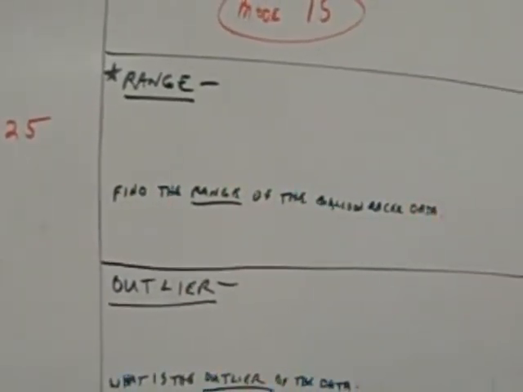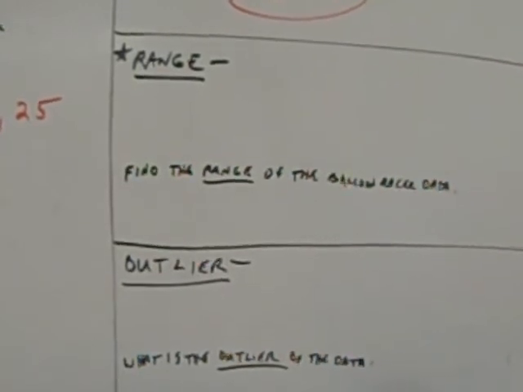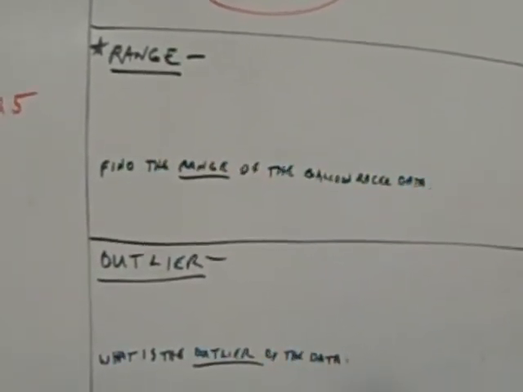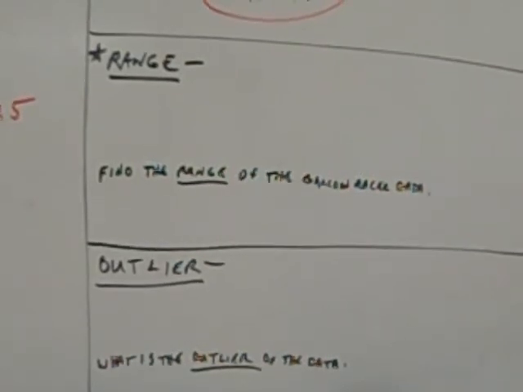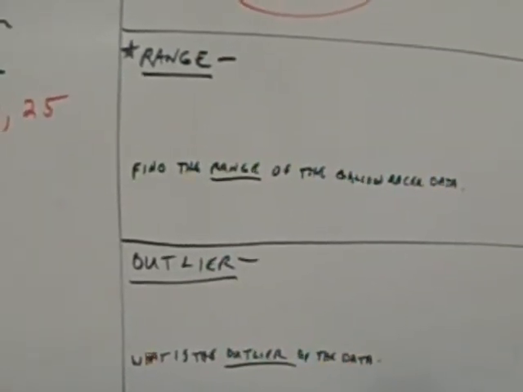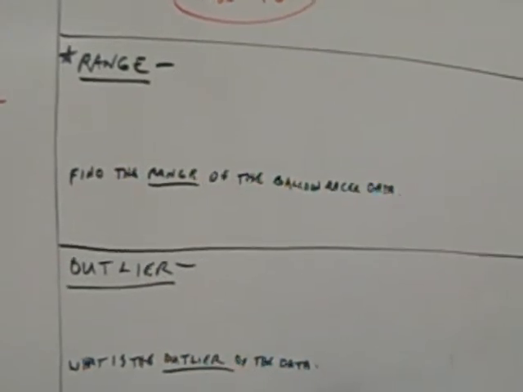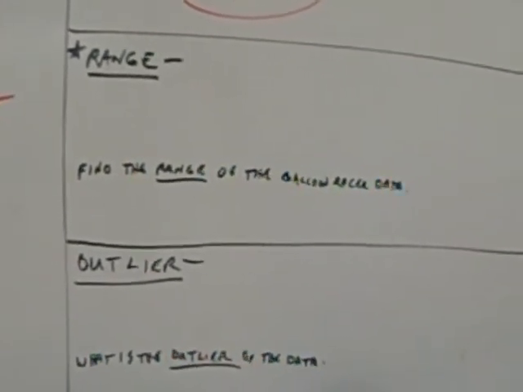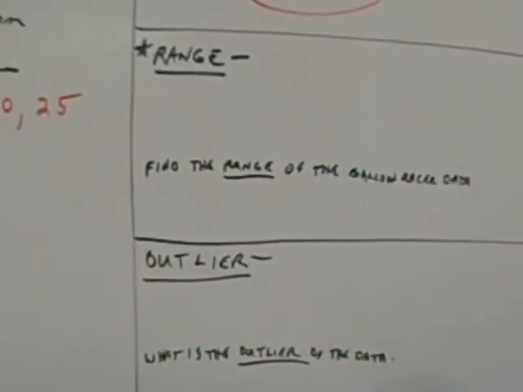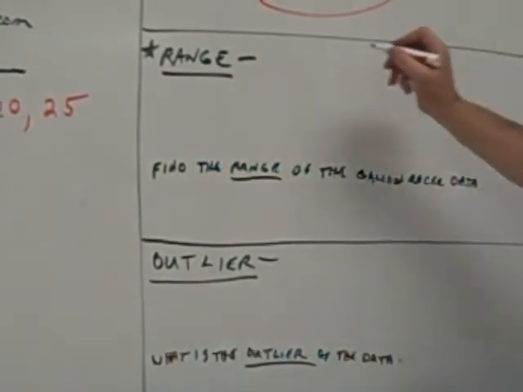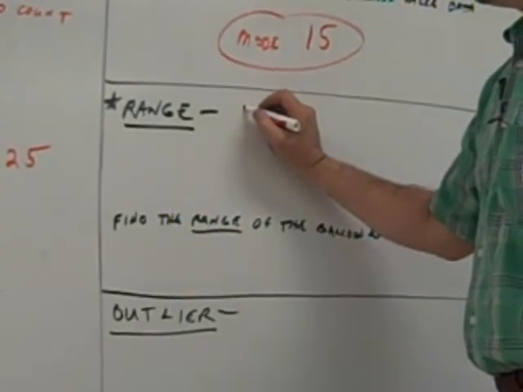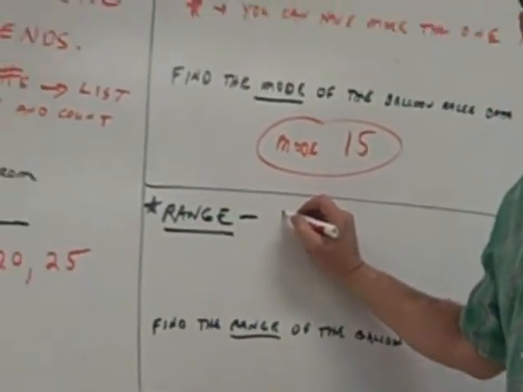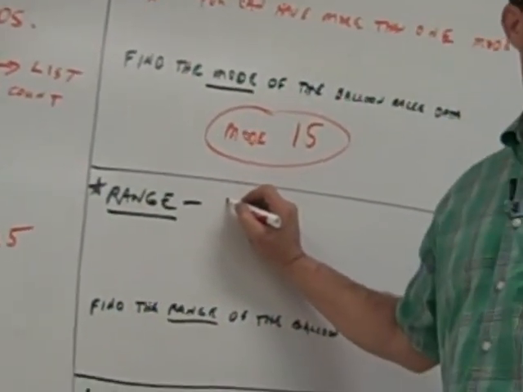Range. The range of the list is how far it is from the biggest number to the littlest number. Now you could start at 8 and count your way all the way up to, what's the big number? 25. But there's an easier way. The range is the difference between the big one and the small one.